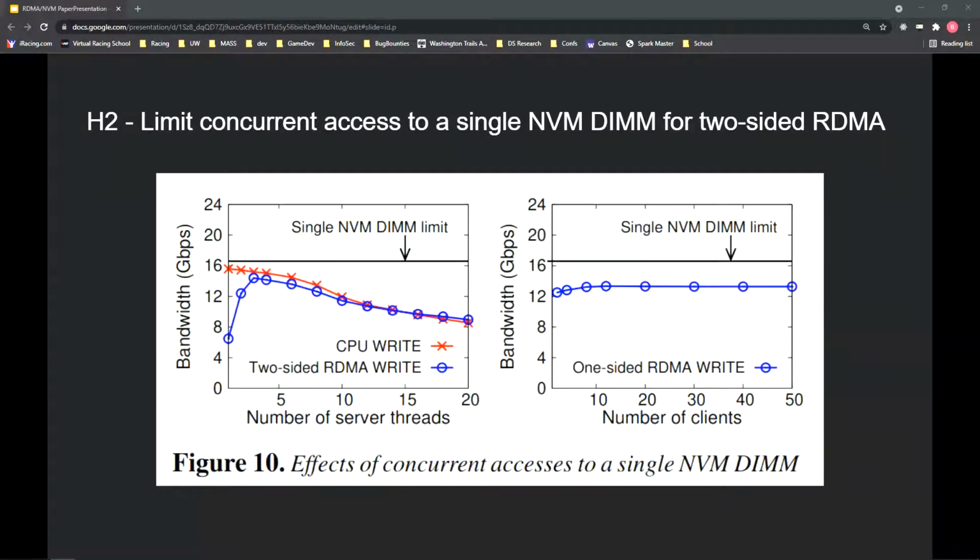H2 is to limit concurrent access to a single NVM DIMM for two-sided RDMA. Another observation from Yang et al. was that the CPU fails to scale up alongside concurrent writes to a single NVM DIMM. This impacts two-sided RDMA because it relies on the CPU to perform the writes.